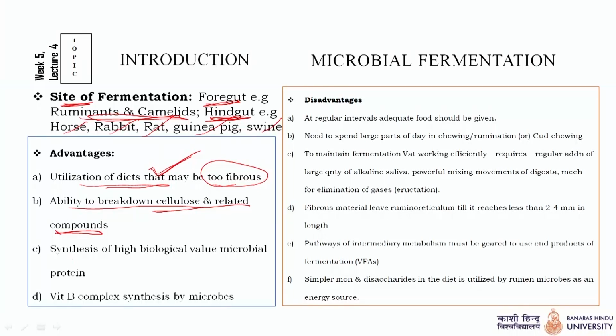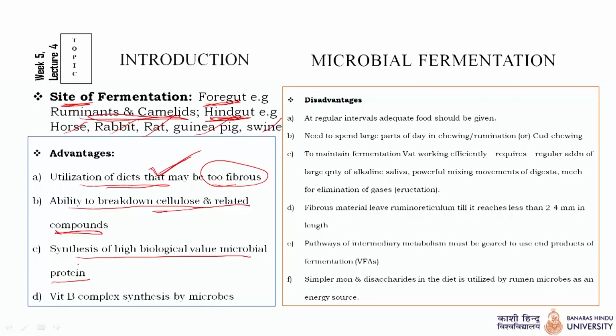Then the third important advantage of being a ruminant is the synthesis of high biological value microbial protein. Many a time, in non-ruminants or monogastric animals, the dietary proteins will be directly hydrolyzed and absorbed. Whereas in the ruminants, this is not the case. They take plant materials, so the protein present in the diet is of low or poor quality.